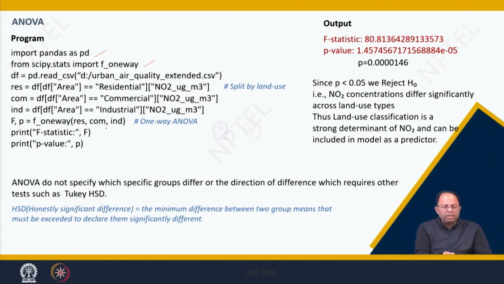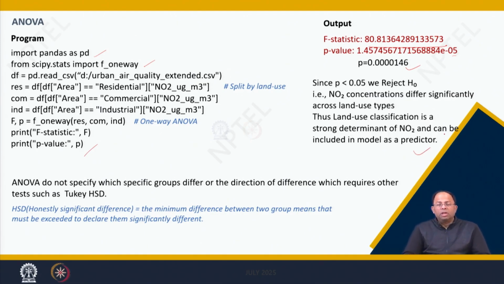So you can see over here, once I run this and print it, the F statistic value is given, and this is the p value. Now this is actually 10 to the power minus 5, so it is 0.0000146. Of course it is less than 0.05, so we reject the null hypothesis. That means NO2 concentration differs significantly across the different land use types, and thus land use classification is a strong determinant of NO2 and can be included in the model as a predictor.